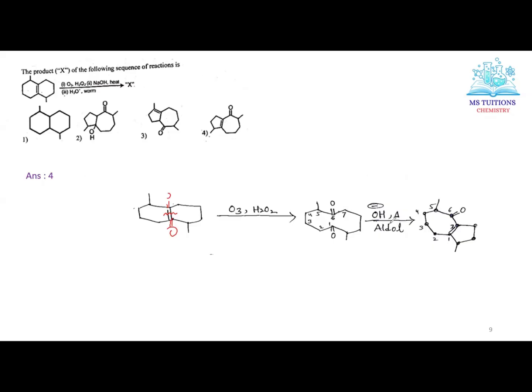So it undergoes intramolecular aldol again. Assume this is the first carbon. From here the C double bond O we are removing, and from the seventh carbon atom, if we take two alpha hydrogens, then between the seventh and first carbon a double bond will form here. This is the final product. So it is also intramolecular aldol condensation only.